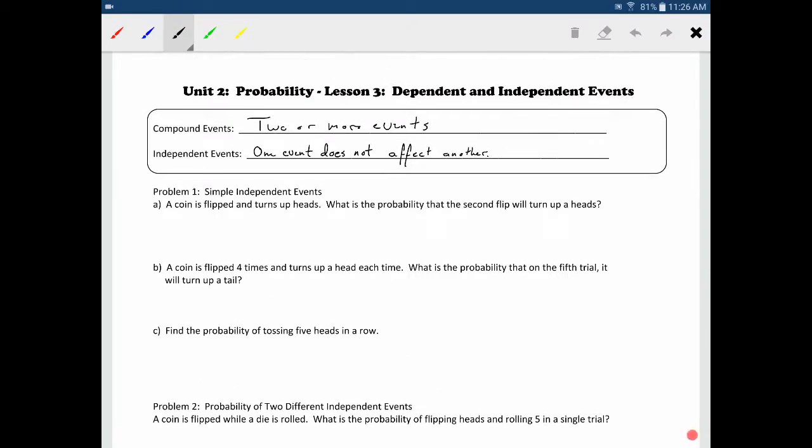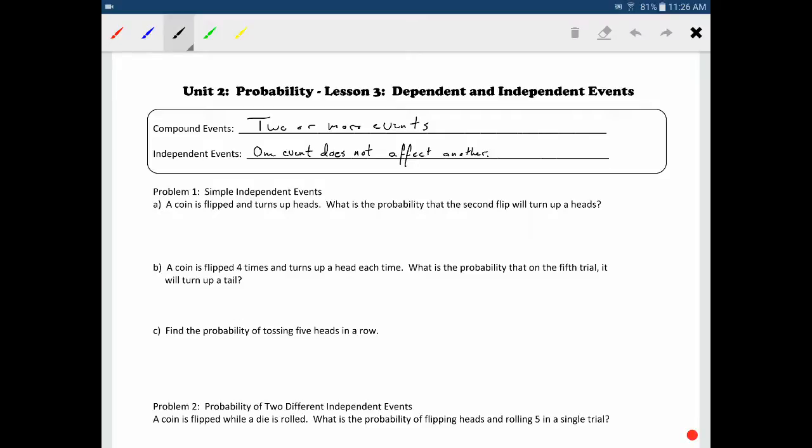Hey there guys, today we're going to take a look at what we call dependent and independent events. So a couple definitions before we start. If we talk about compound events, we're just talking about two or more events happening. So we're looking at two sort of actions, regardless of what that means.